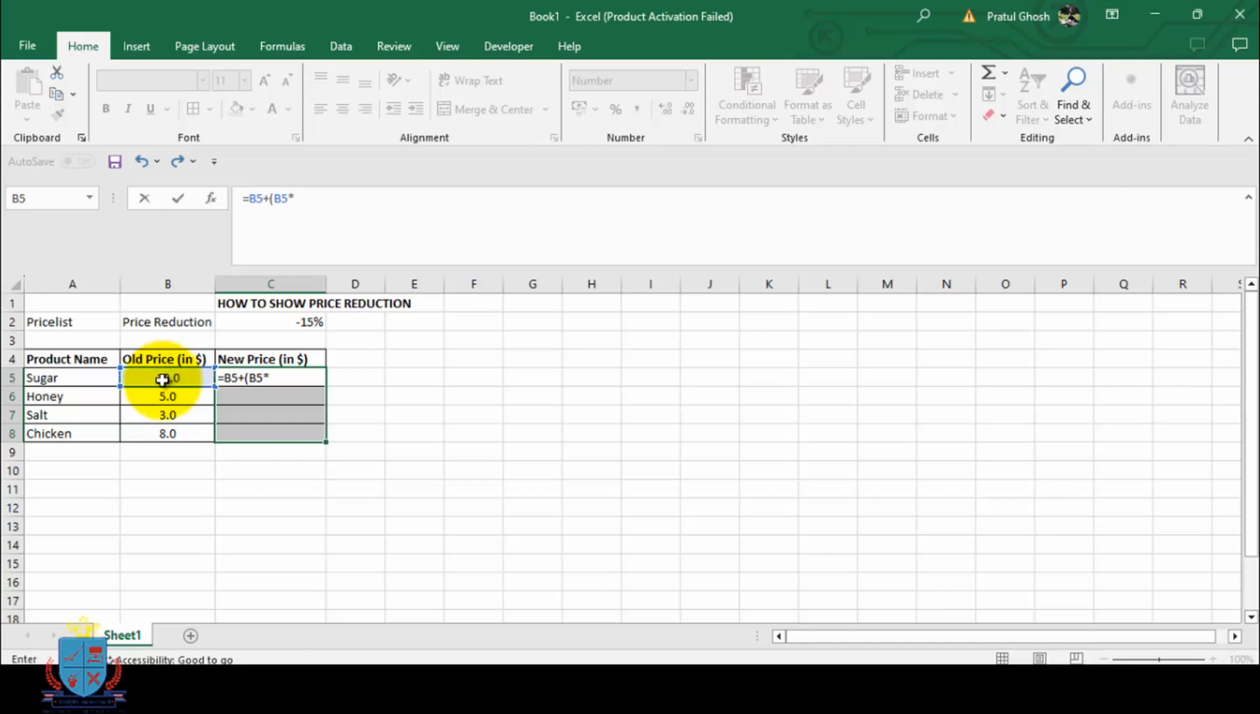multiplied by $C$2, then I close it, and then I press Ctrl Enter, and it shows all the new prices together. Please note that the formula must have an absolute reference to cell C2.